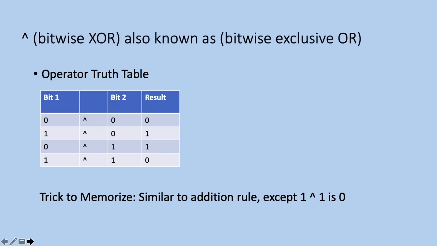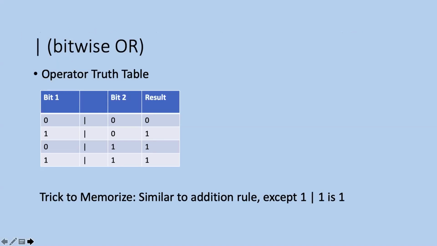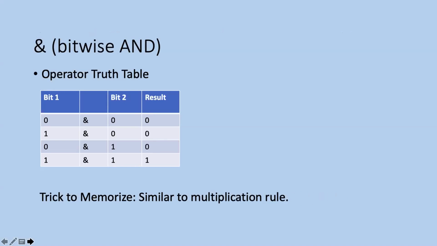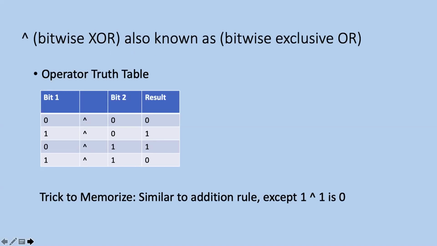All right. Second, we have bitwise exclusive OR. With exclusive OR, same concept, right? We're doing the operation on 2 bits. So 0 exclusive or 0 is 0, 1 XOR 0 is 1. The trick to memorize here is it's very similar to the addition rule, except 1 exclusive or 1 is 0. It's still tricky. The other one was 1 or 1 is 1. Here 1 XOR 1 is 0. I know it's a little tricky, but those are the few tricks that I use to memorize this table.